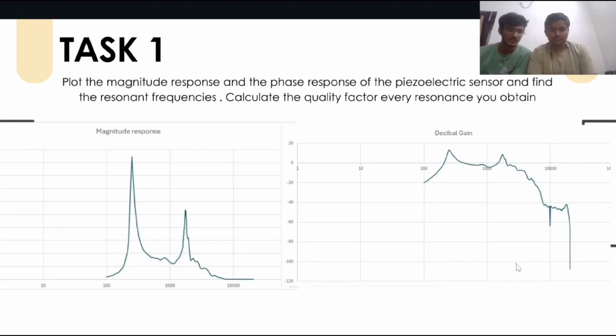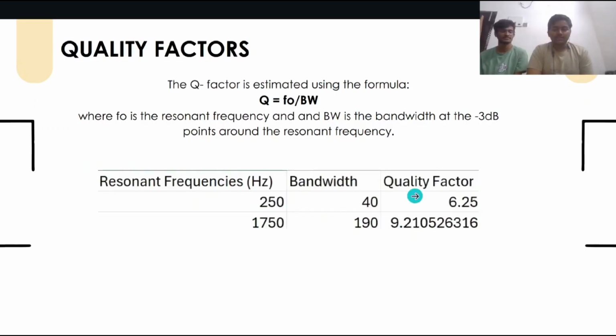From these graphs, from the data that we got, we can conclude that the resonant frequencies of the piezoelectric sensor are 250 Hz and 1715 Hz. Using these resonant frequencies, we can calculate the quality factor. The quality factor comes out to be 6.25 for the 250 Hz frequency and 9.21 for the other peak.